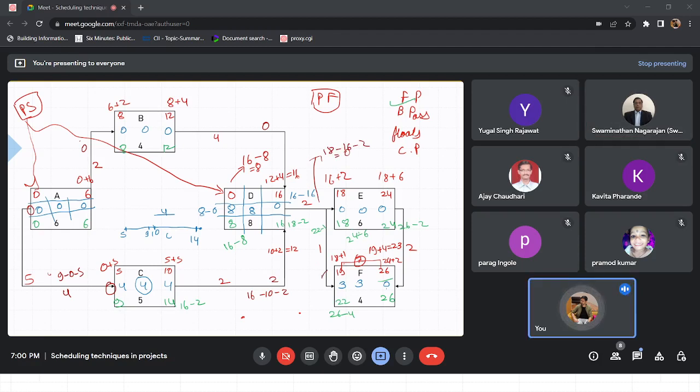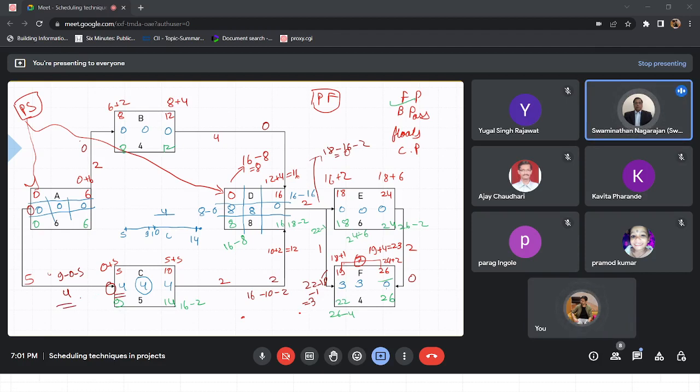In this case 22 minus 18 minus 1, so this gives us 3, right? And in this case 26 minus 24 minus 2, 0. Correct. So what you see here is that, look at this value, this 4 and this 4.